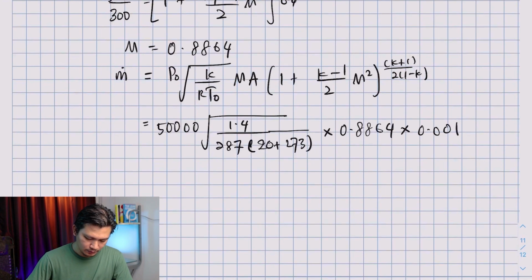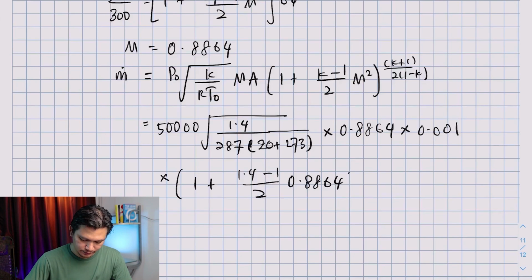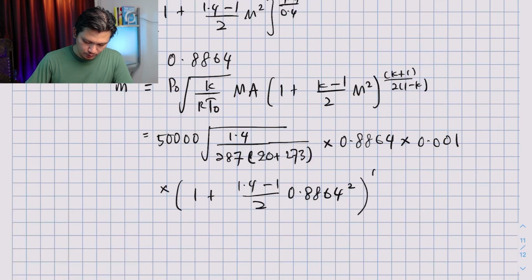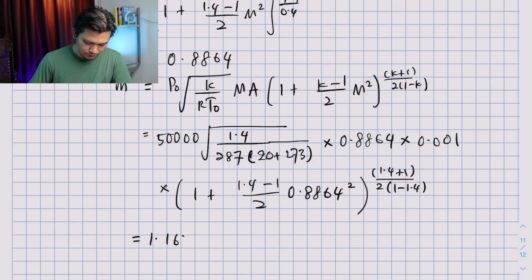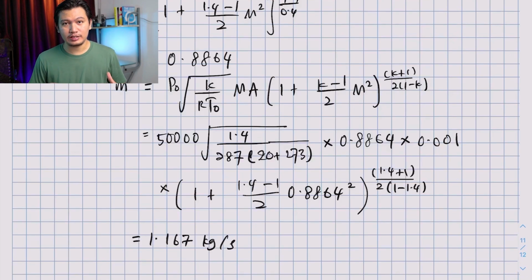0.001 multiplied with 1 plus (1.4 minus 1) divided by 2 times M squared, which is 0.8864 squared, to the power of (1.4 plus 1) over 2 times (1 minus 1.4). Obviously this is a very long equation, and I need you to be careful when you put these values into your calculator. In the end you will end up with 1.167 kilograms per second. So that's your m dot for case A.